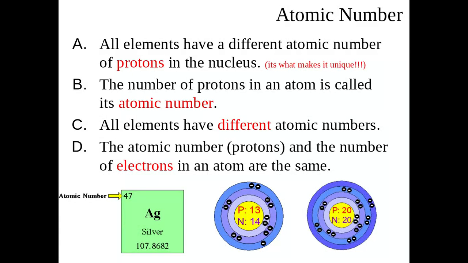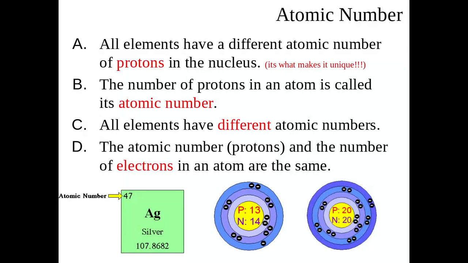So go to packet page 2 in your packet and look for it. Let's see. Number 13 is Al. And if you look at your packet, the Al symbol means aluminum. That means that there are 13 protons in the nucleus. So how many electrons are there?